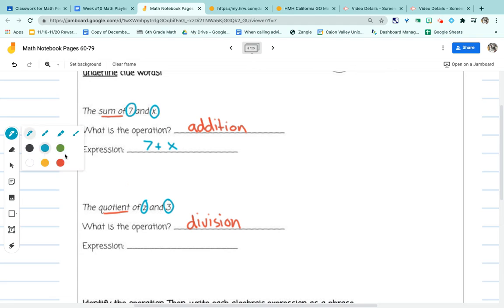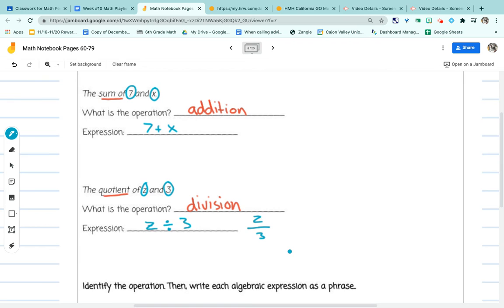So the expression using division as the operation, z and 3, the quotient of z and 3. So z divided by 3, I believe, should be what we write. So you could do z divided by 3 as the expression. You could also do z over 3 like that if you wanted to. All right, so that's the first part of this page. Let's move on to the next part.